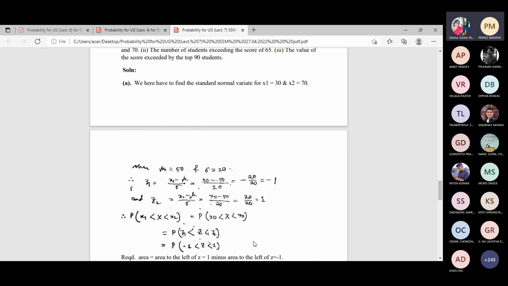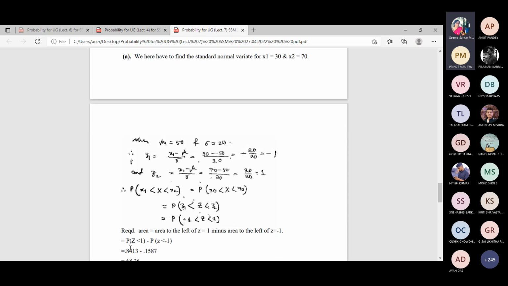That will be equal to what? Area to the left. Probability of Z less than 1, right, minus probability of Z less than or equal to -1. Okay, good. So in that way, you can find that probability. So probability that Z less than 1, and it will be less than equal to, though the value will remain unchanged, minus probability that Z less than equal to -1.